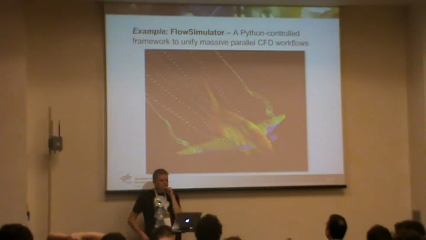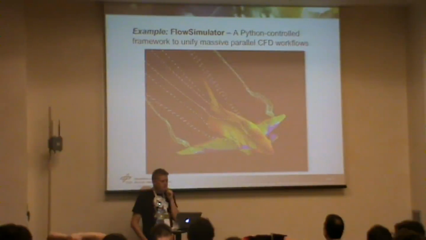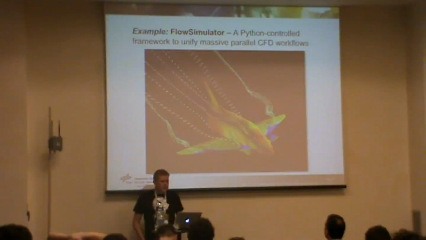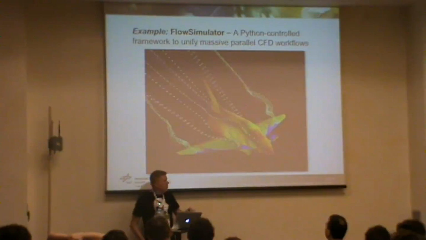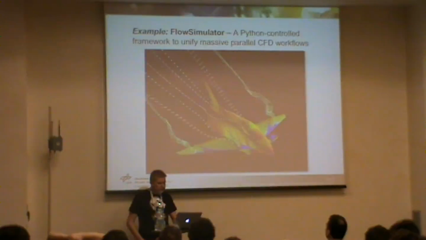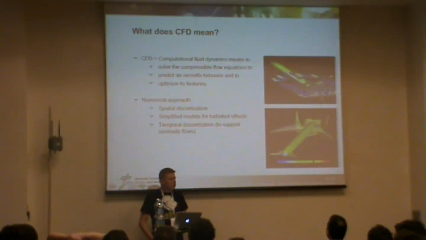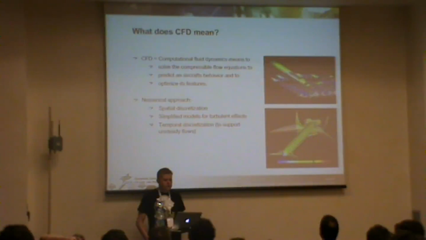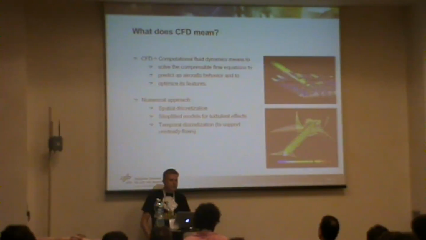Another example is flow simulation. It's a field where I was working for many years. This is the work that we are doing at EuroPython. It's called Flow Simulator. It's a framework for CFD simulation, like flow around this military airplane. Computational fluid dynamics means you compute the flow around an airplane to design new airplanes, to evaluate existing airplanes, or to optimize airplane designs.